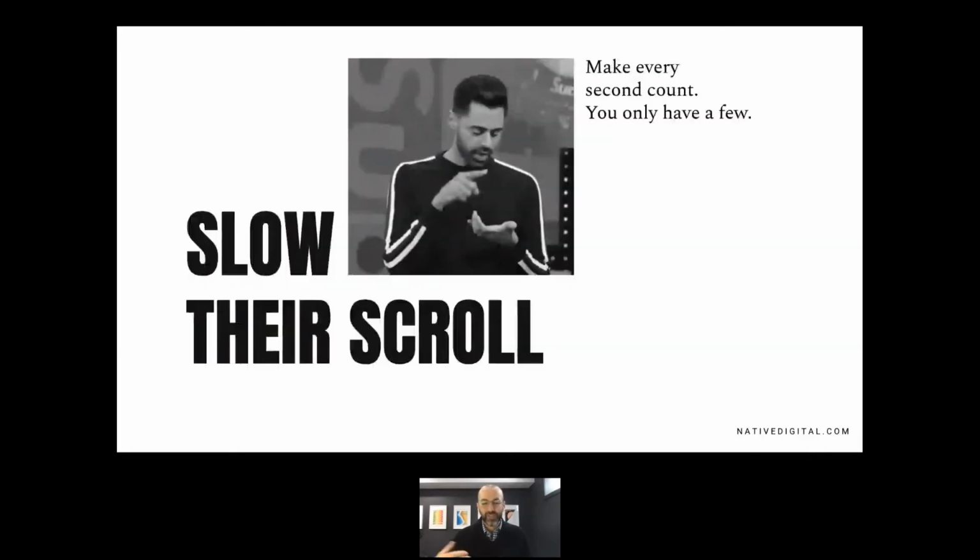But that's a freedom. That's a fun one to take. If you're going to slow their scroll, find a way to be just a little bit different, a little bit off, a little bit more unexpected. You can make every second count.